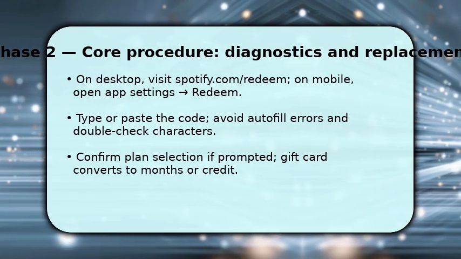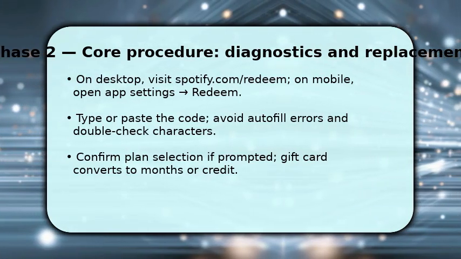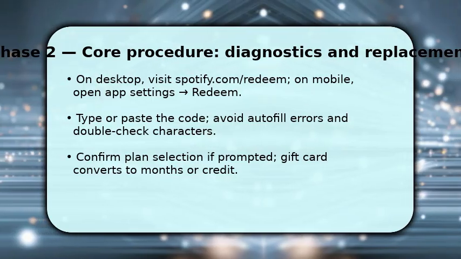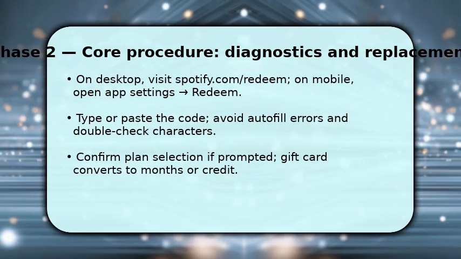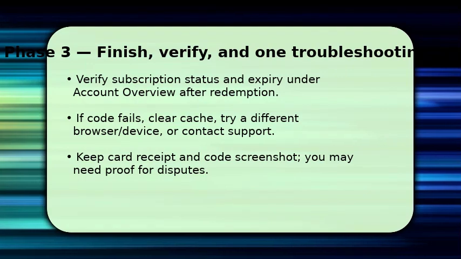Once accepted, you'll see confirmation and an updated billing or expiration notice. Save that for reference in case support is needed. Finish by checking account overview for the new expiry date or credit balance to confirm the gift applied.